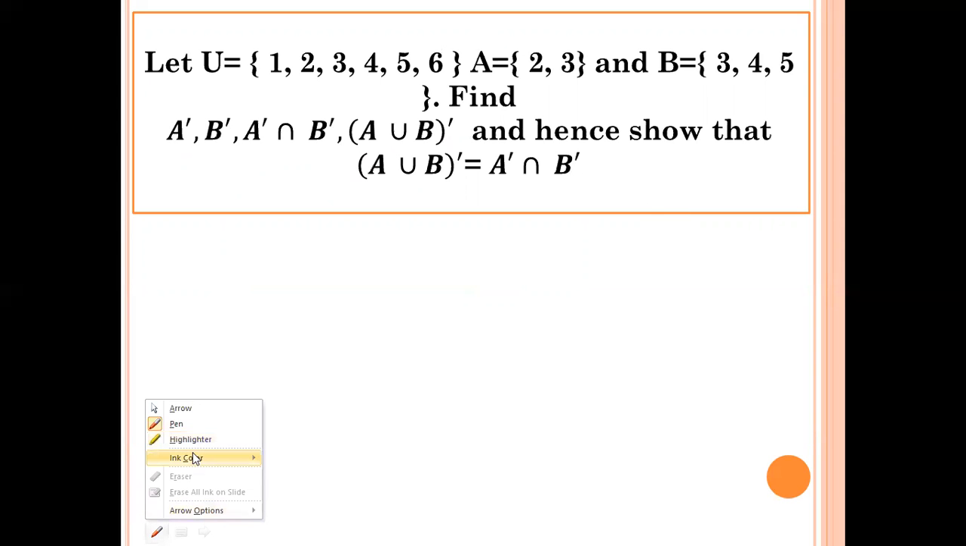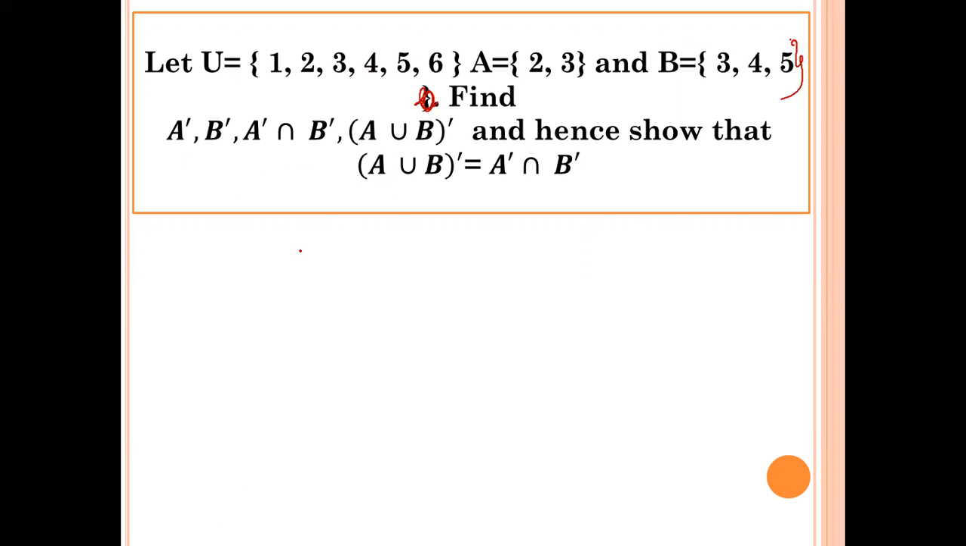They have given you certain sets and they have asked you to find A dash, B dash, A dash intersection B dash, and A union B whole dash. All these things they have asked you to find. So the universal set is 1, 2, 3, 4, 5, 6. What is set A? Set A is 2, 3. What is set B? Set B is 3, 4, 5.